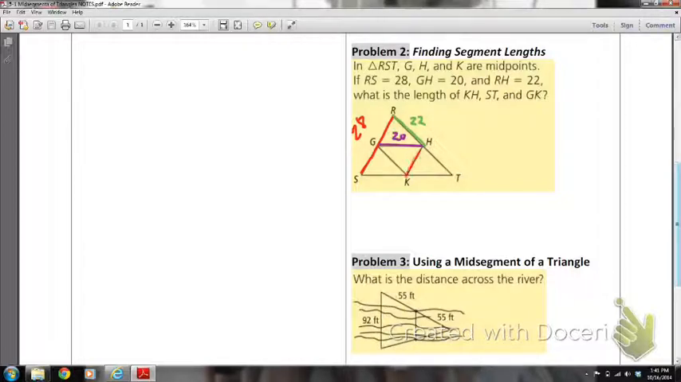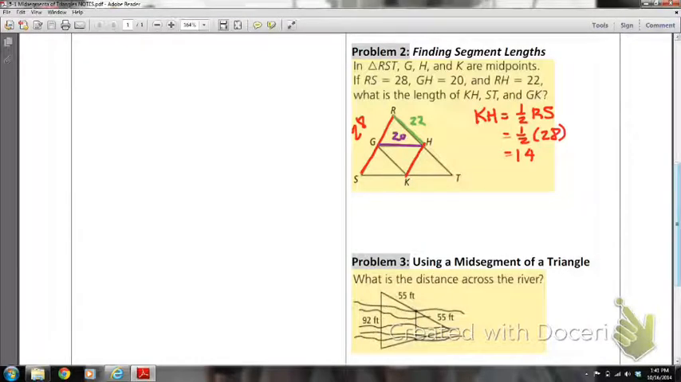So let's look at KH. KH is going to be the mid-segment that's parallel to the side of the triangle that's RS. And that one is 28. So that means that KH, the length of the mid-segment, is equal to half of that side RS that it's parallel to. So that's half of 28. So its length is 14.